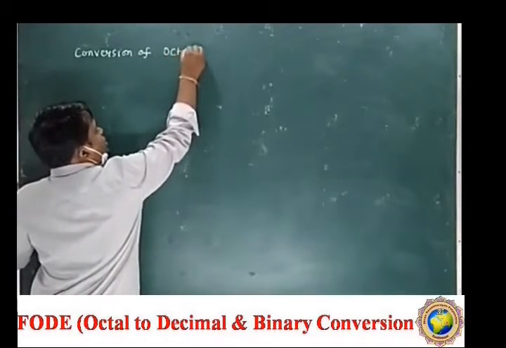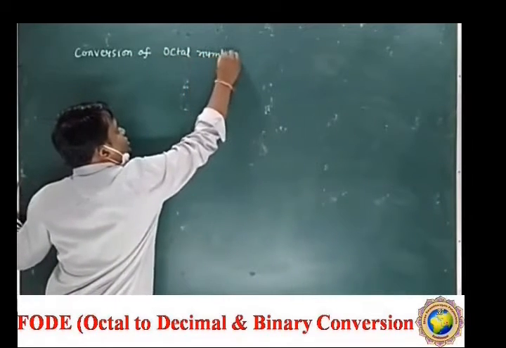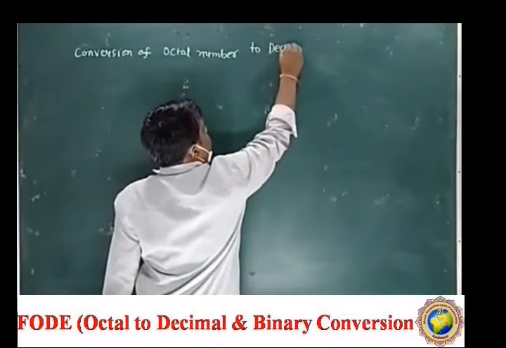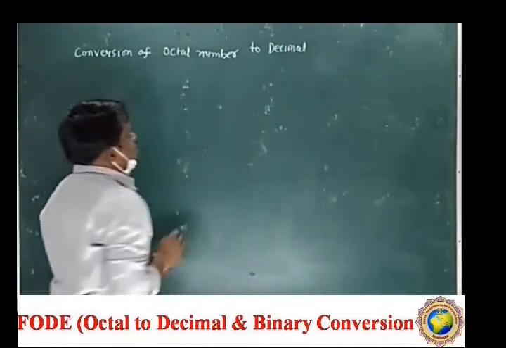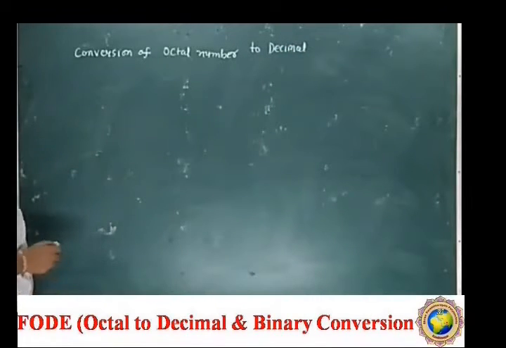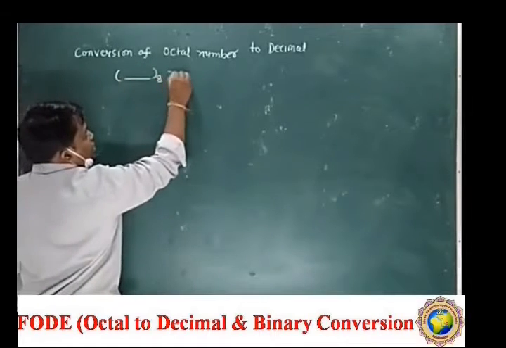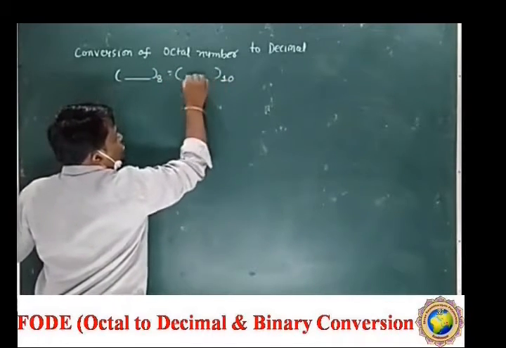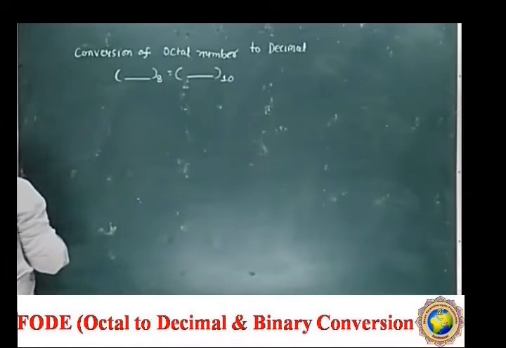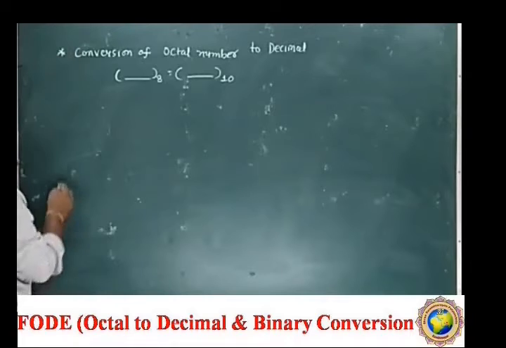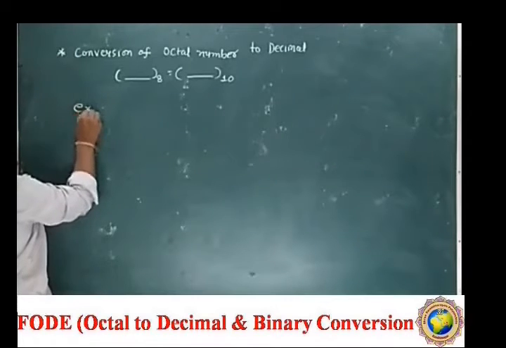Today we are going to learn about the conversion of an octal number to decimal. In the previous lecture, we studied the conversion of a binary number to decimal. Today we are going to convert a number given in octal into decimal. You have to follow the same procedure which we studied in the binary to decimal conversion. Now we will study using one example.